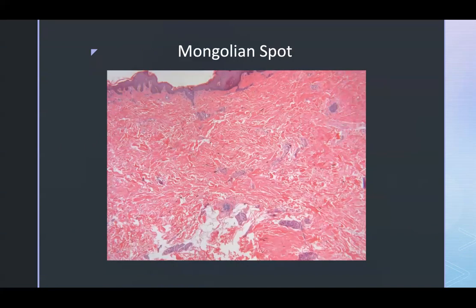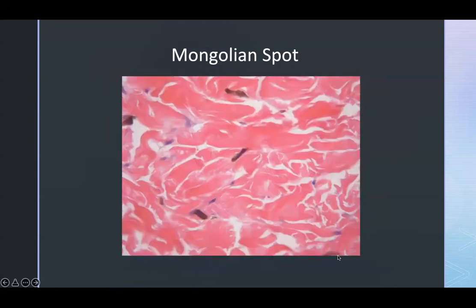Here is an example of a Mongolian spot. It looks pretty unremarkable. But on higher power, you're going to find those spindled melanocytes in increased concentration. Without the clinical, it would be a little bit hard to make the diagnosis, but with the clinical, you should definitely key in on Mongolian spot here.